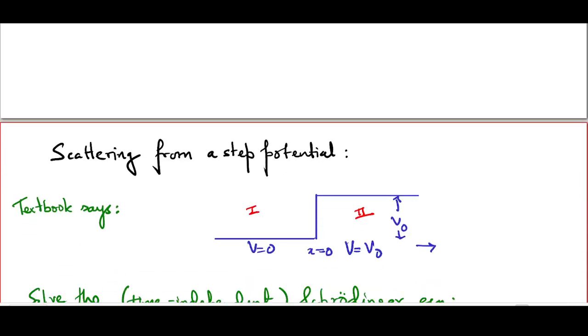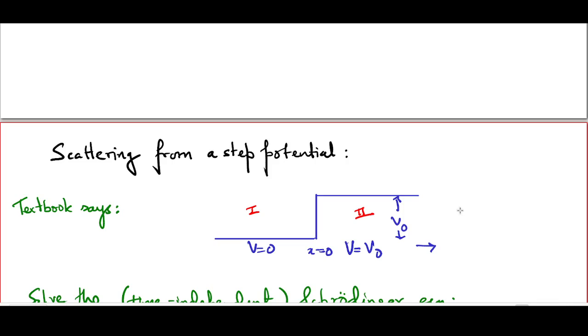This is scattering from a step potential. So a textbook typically says this: you have a potential V which is 0 for negative x, and you have another region, region 2 in my drawing, where the potential V is a constant, V0, a positive constant, at least for the time being, for x greater than 0.